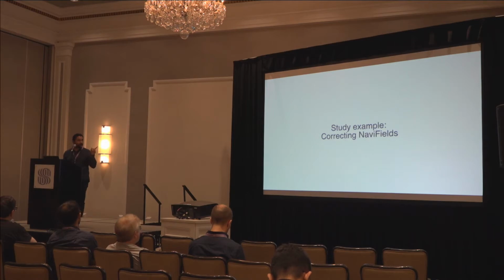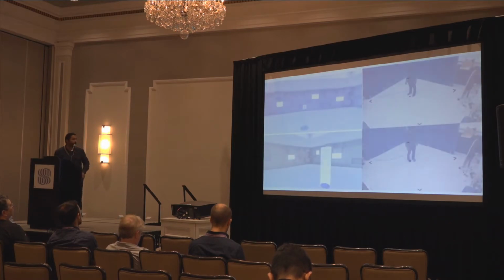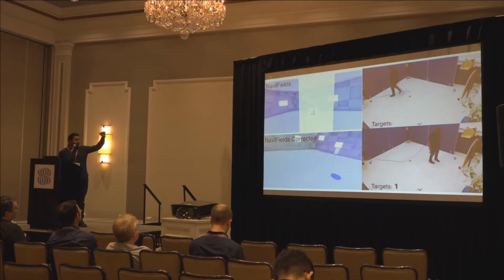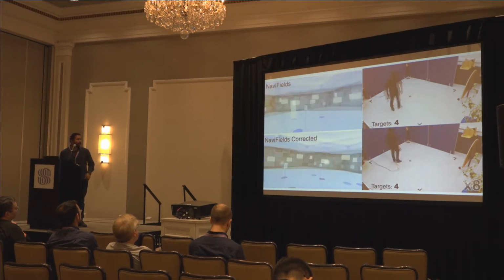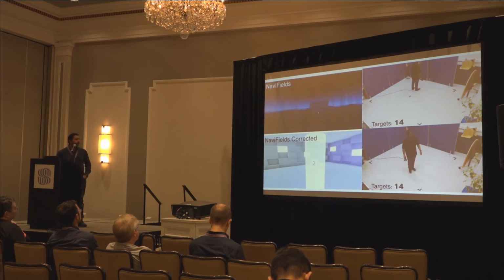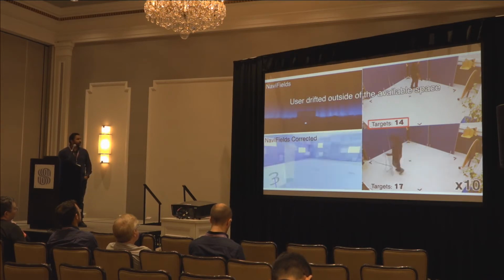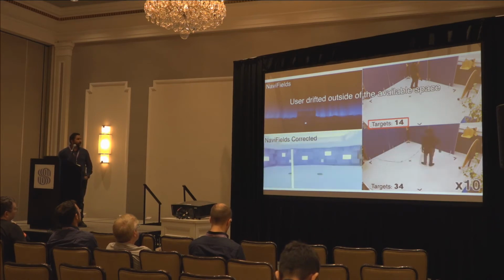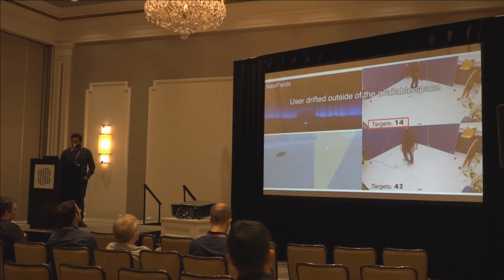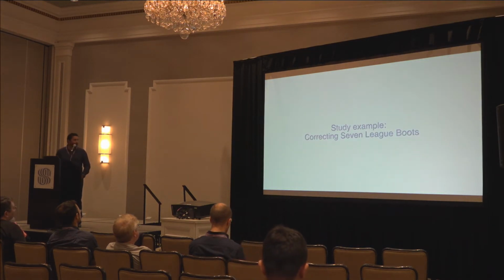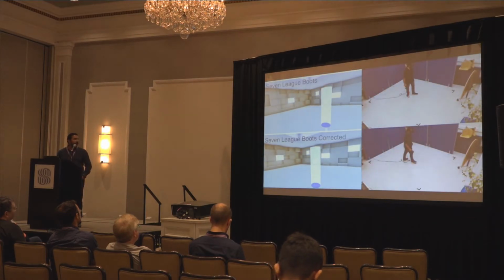This is an example of the correction technique in our user study. In this case, this is focused on Navi fields, the uncorrected version on top, the corrected version on the bottom. Similarly, the correction technique using 7-league boots.